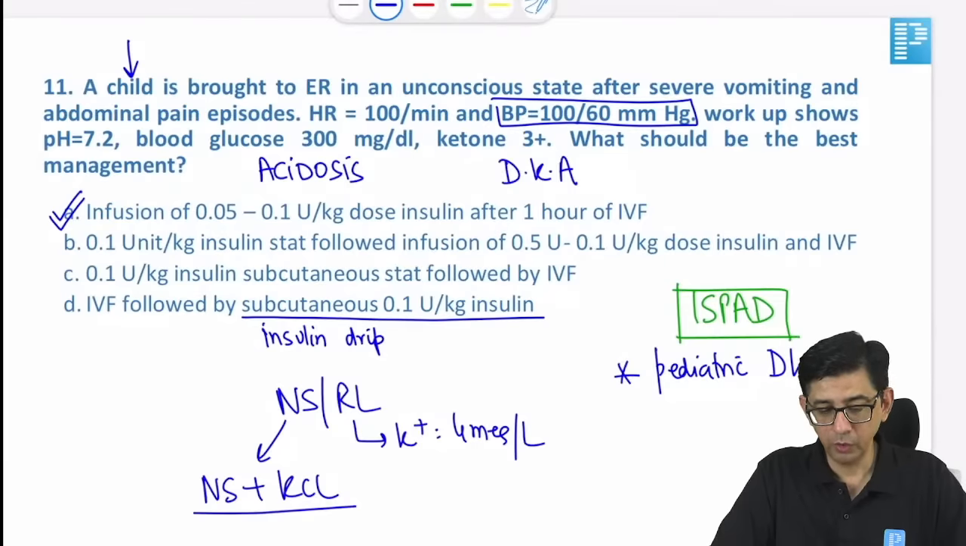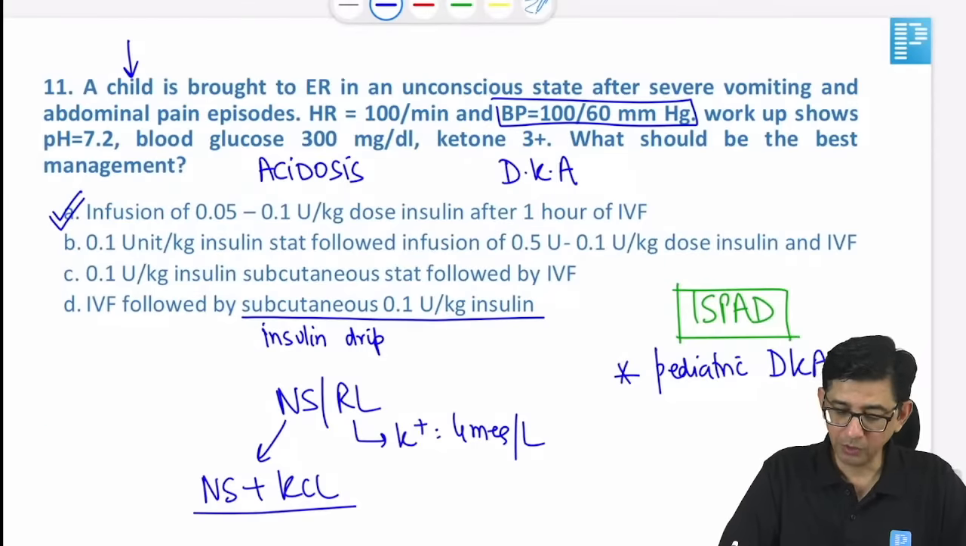Okay, when to do ABG? ABG would be done on admission, doctor. When the patient comes, we'll have to do an ABG. Any patient with suspected metabolic encephalopathy, we have to do an arterial blood gas analysis in the patient.